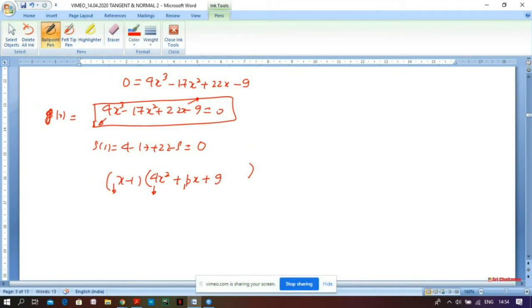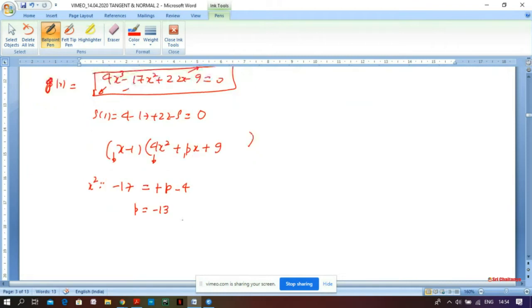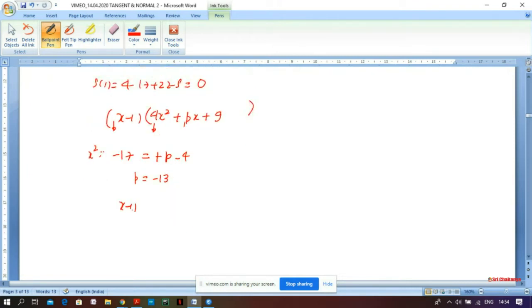To get the coefficient of x, equate anything, say the x squared coefficient on both sides. So the x squared coefficient here is minus 17. From this side, x into x squared, so that is negative of p, and this is negative of 4. So negative of p, and this is positive of p in fact, and this minus 4. So we'll get p equal to minus 13. So we'll again get here x minus 1 times 4x squared minus 13x plus 9 equal to 0. Just check. Again, 1 is a root because 4 minus 13 plus 9 is 0.